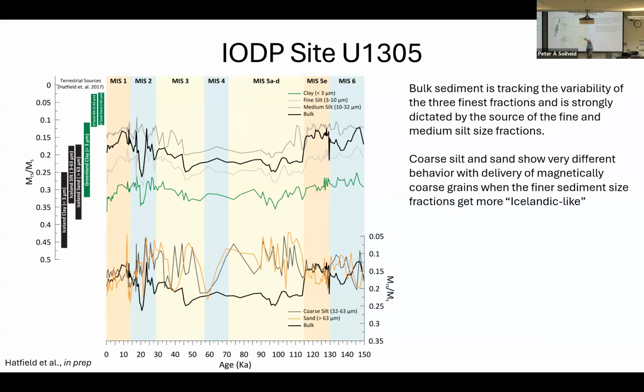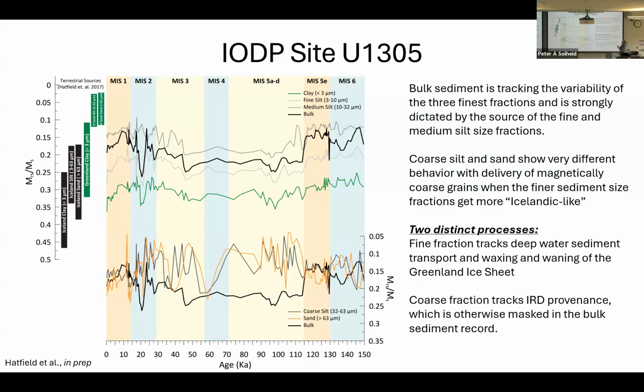They tell us that when the bulk record and the fine silt fractions go more Greenlandic-like, the coarser size fractions really go more Icelandic-like. These go more Greenlandic-like, right? So they're tracking some totally different process. We interpret this as two processes going on within the bulk sediment at the same time, right?